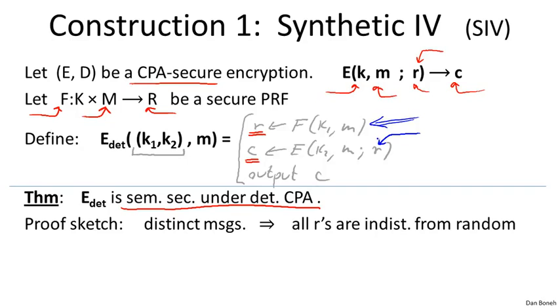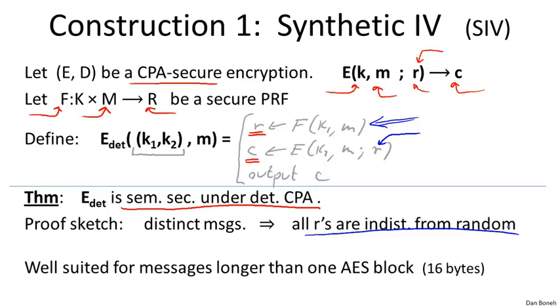So because these R's are just random, indistinguishable from random strings, the resulting system is in fact going to be CPA secure. This is just the intuition for why this works, and it's actually fairly straightforward to formalize this into a complete proof. Now I should emphasize that this is well suited for messages that are more than one AES block.